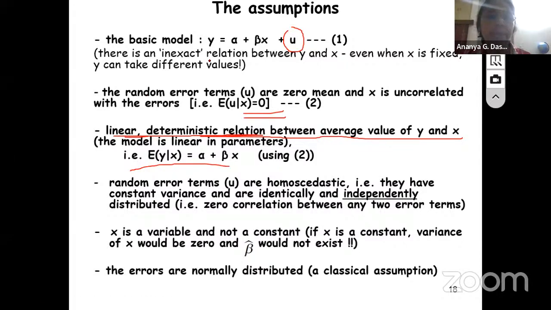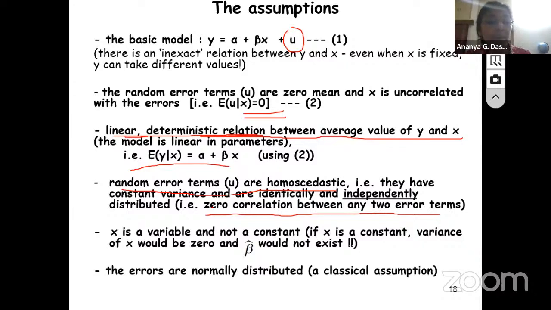What else are my assumptions? By the way, if you have any questions about the assumptions, anything that you'd like me to discuss, please put the question in the chat or you could ask. Okay, so these random error terms are homoscedastic, that is, they have constant variance and they are identically and independently distributed, which means that the errors are not correlated between themselves. So there's zero correlation between any two error terms, and each error has the same distribution, right?